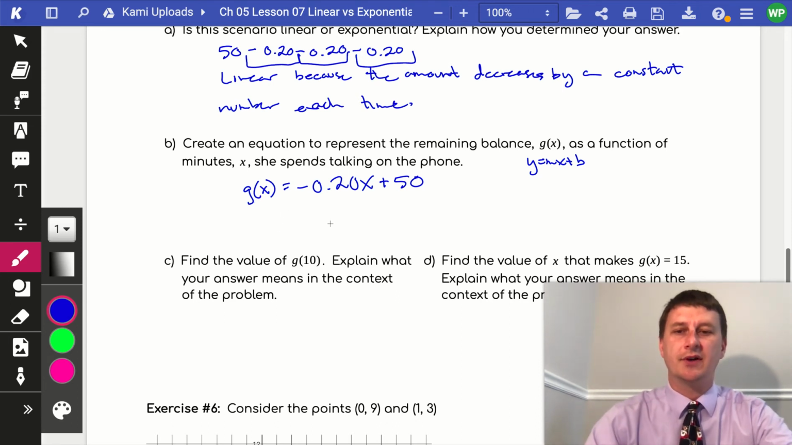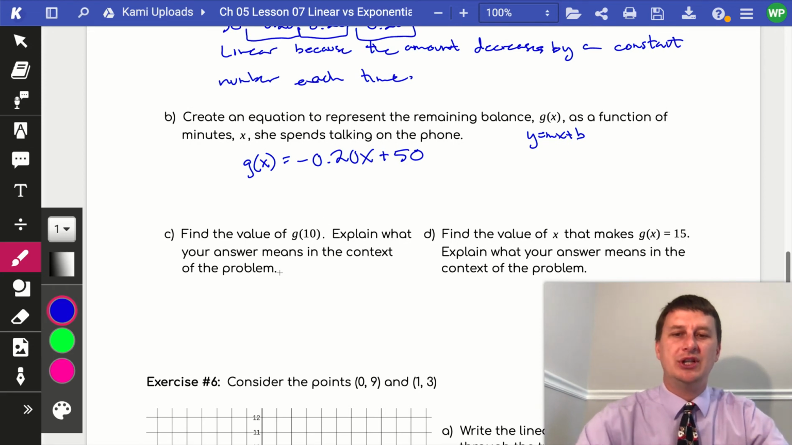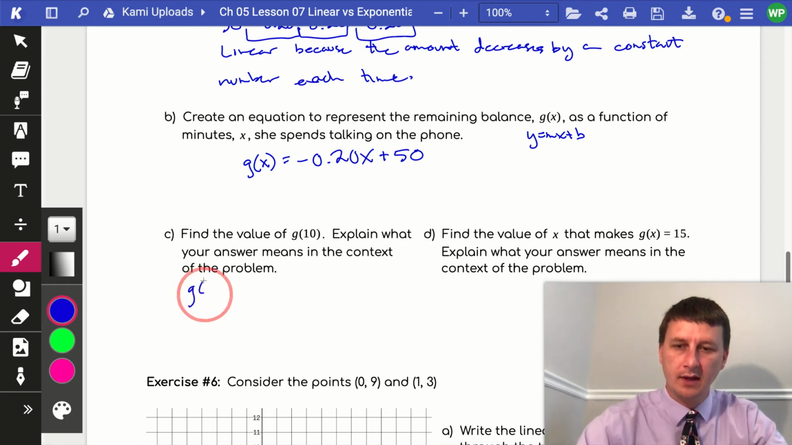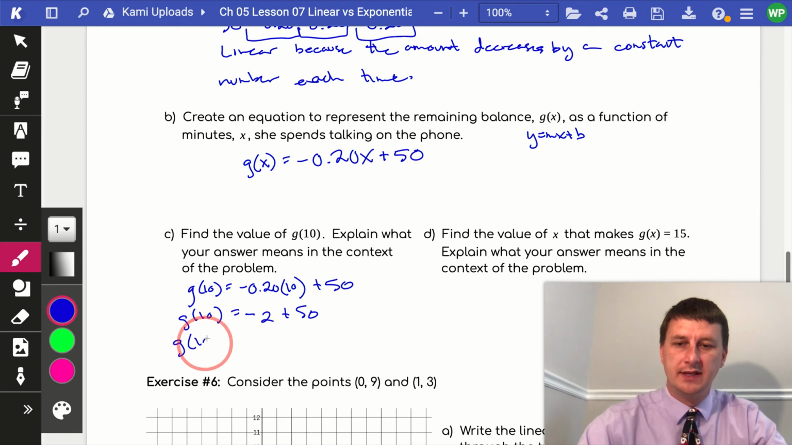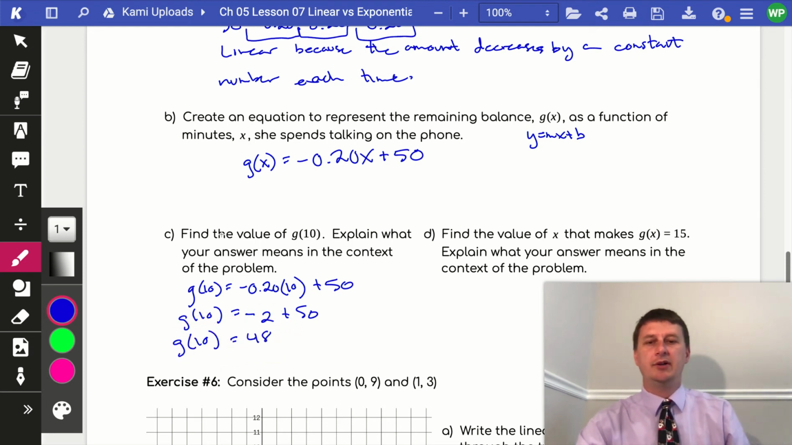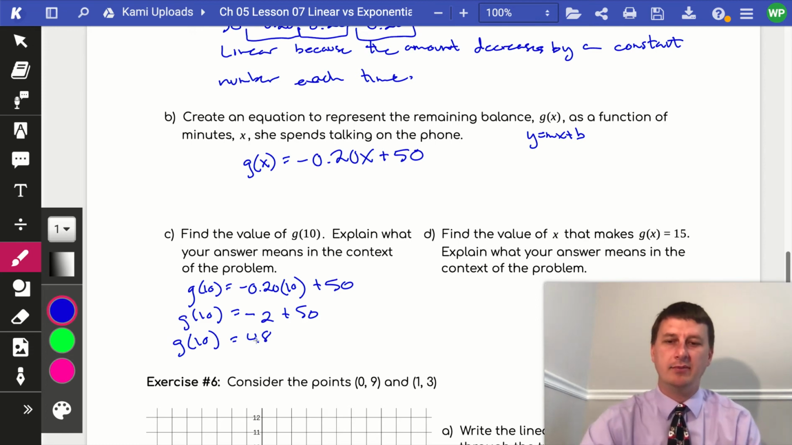So using this function now in part C, we're going to find the value of g of 10. So g of 10, we're going to substitute 10 in there, and anytime we see an x, we're going to substitute in a 10. And when we do that, we're going to have g of 10 is equal to, well, that's going to be negative 2 plus 50. And that's going to be g of 10 is going to give us a value of 48. Now it says explain what your answer means in the context of the problem.